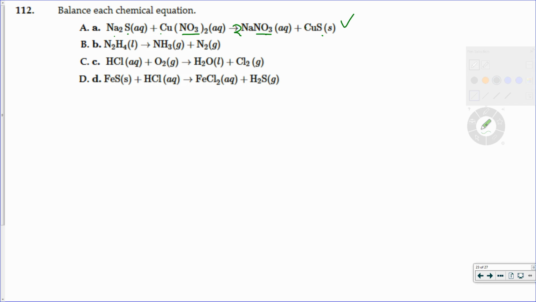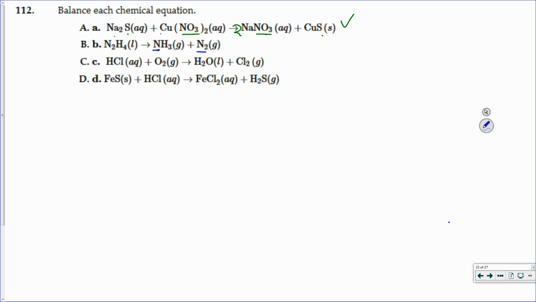All right, the second one, let's take a look at it. So I've got N2H4 yields NH3, ammonia, plus N2. Okay, so I've got 2 nitrogens on the left. Got to count right. I've got 3 nitrogens on the right, 2 on the left. So what might we try to do to that?